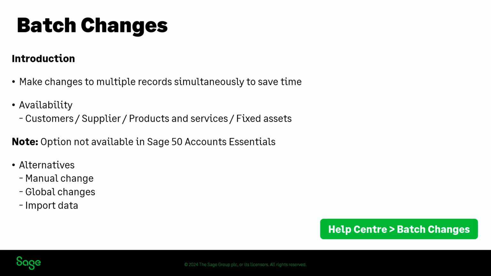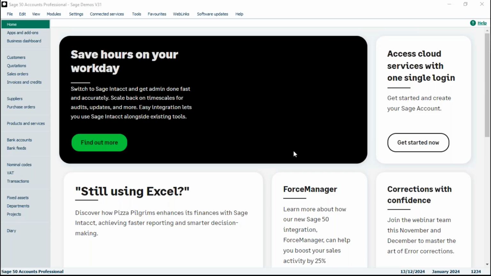Now, if you're not sure what level of the software you are on, just look at your title bar when you next go into Sage 50. I'll quickly show you just what I mean by that. So I'll just quickly share my screen. Your title bar, this bar at the very top, is either going to say Sage 50 Accounts Essentials, meaning you're on the essentials level, or it might just say Sage 50 Accounts, meaning you're on the standard level, or in my case, it says Sage 50 Accounts Professional. That will be followed by your company name.